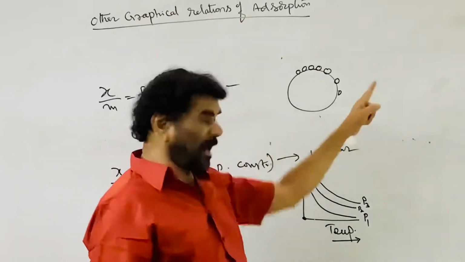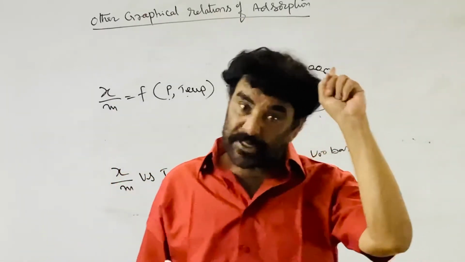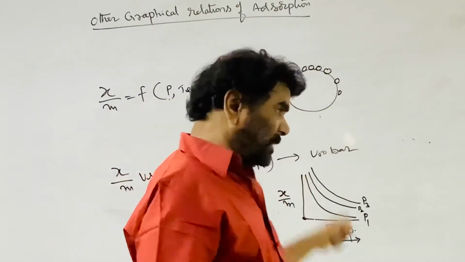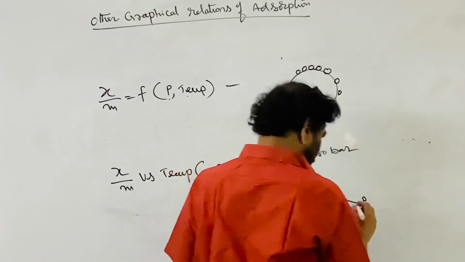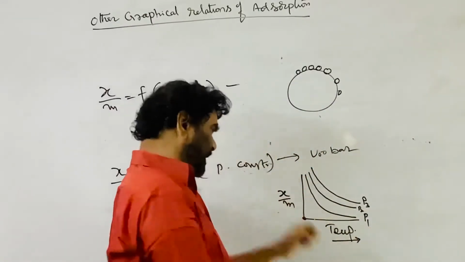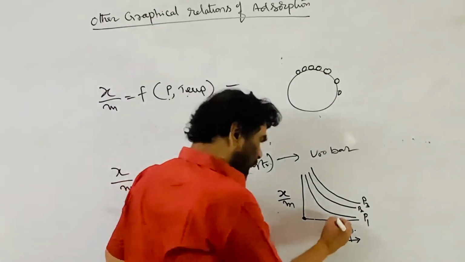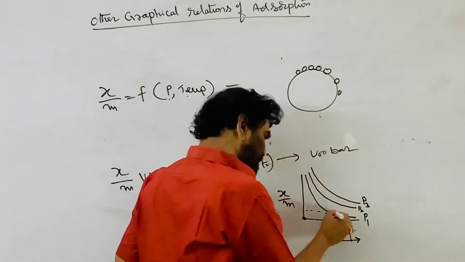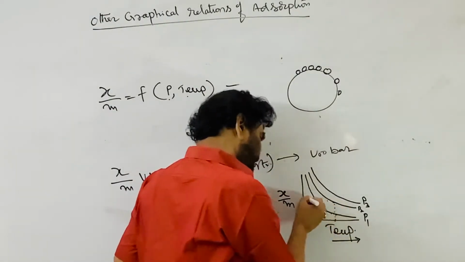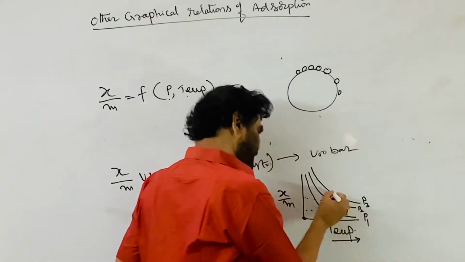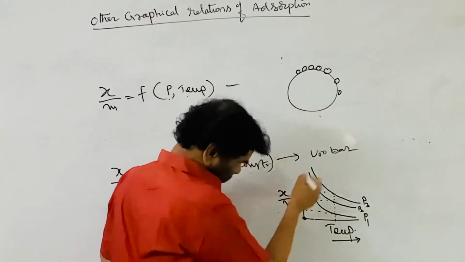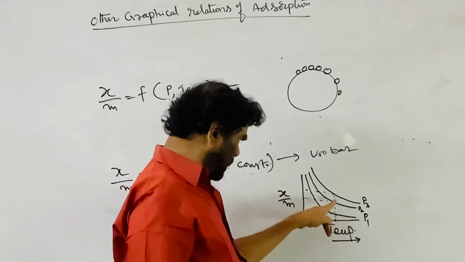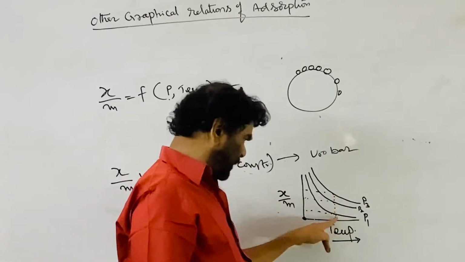See, in the previous graph, they were the adsorption isotherms at different temperatures. This is different pressures. Therefore, what should be the relation between P1, P2, P3? See, at a given temperature, this is the x by m for this, this is the x by m for this, this is the x by m for this. At P3 it is more, at P2 it is relatively less, but more than P1.